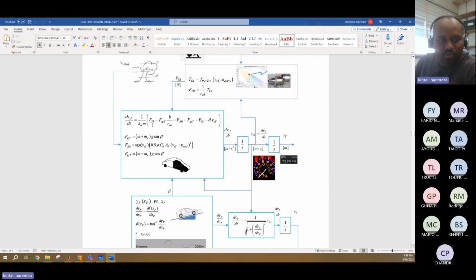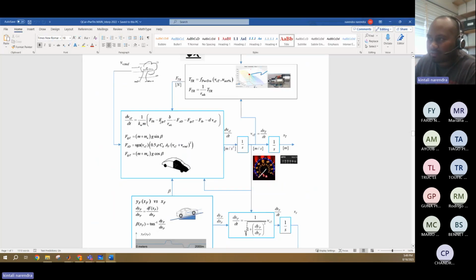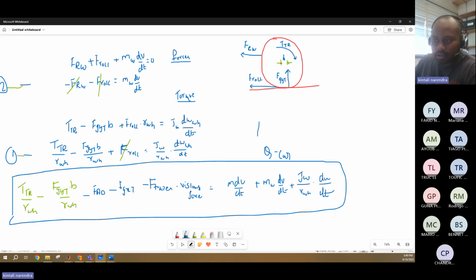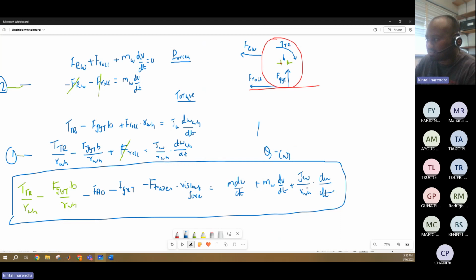FTR is the tractive force, which is nothing but TTR by RWH, which is FTR minus FGYT B by RWH, minus FAD, FGXT, FRR is the trailer, minus DVXT is the viscous force. So these are the forces. After overcoming all the forces, this equation is rewritten here, dWH by dt.